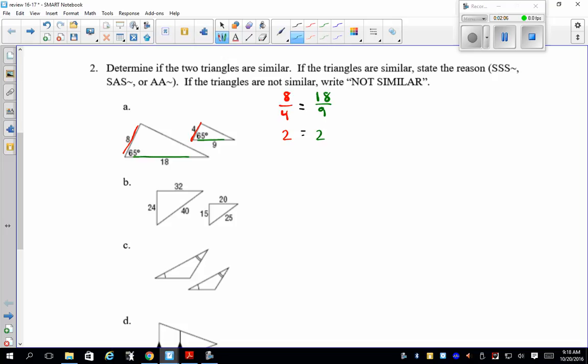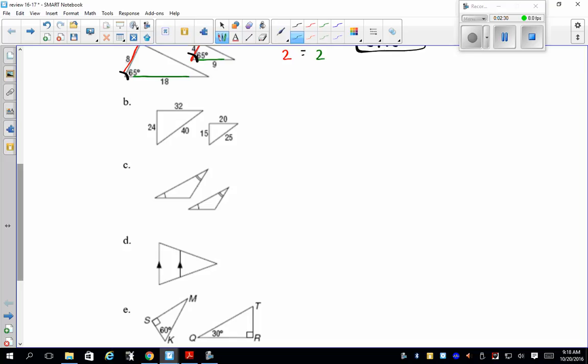So this is similar by side, angle, side. They have the same angle measure, and the angle is connecting the two sides together. It's connecting the red and the green. So this is side, angle, side similarity. Part B, 3 sides. So I'm going to again match up all 3 sides.